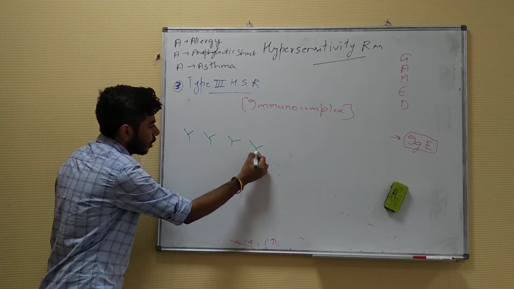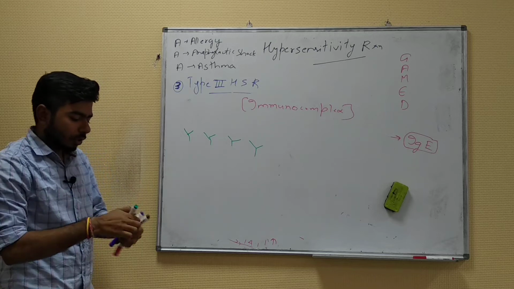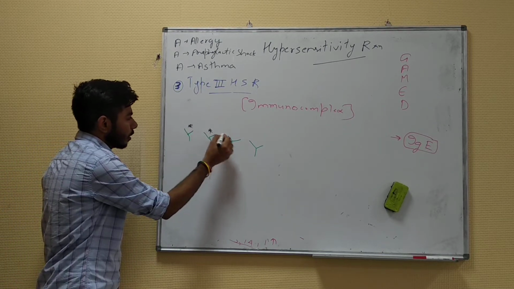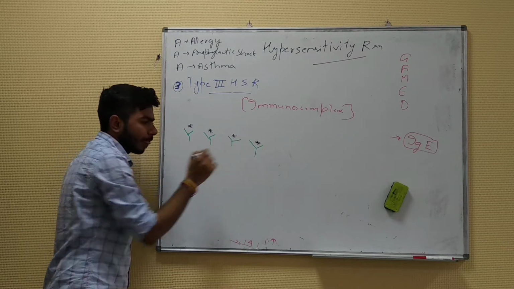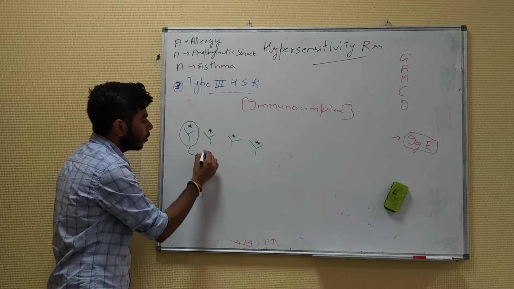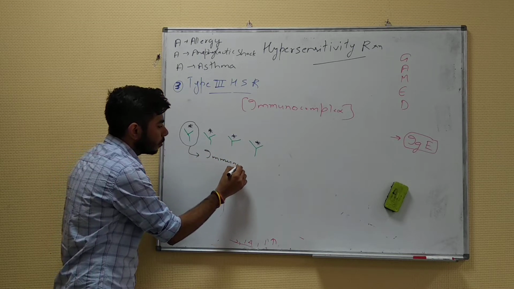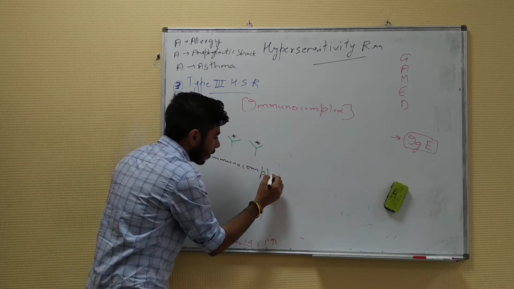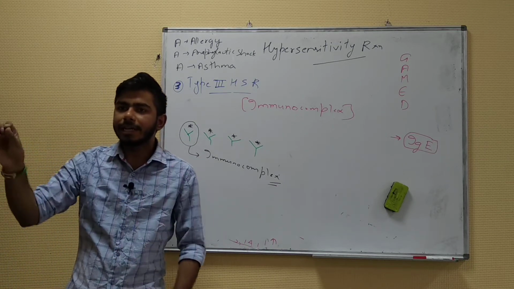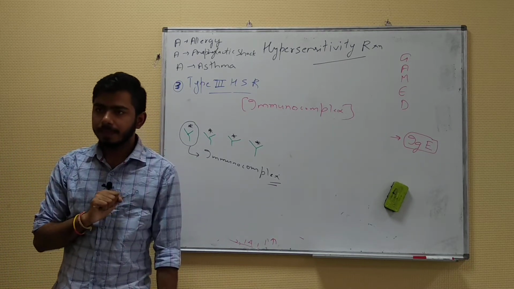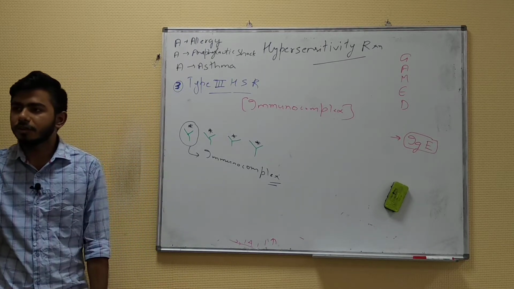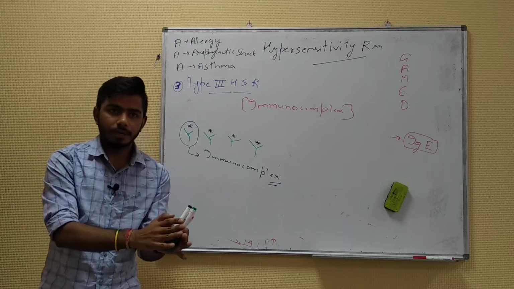Okay, these are autoantibodies. They will be binding to the antigen present inside the blood vessel. Let's say these are the antigen. And this situation will be called an immunocomplex. These immunocomplexes can be deposited at various sites inside your body, in different places.